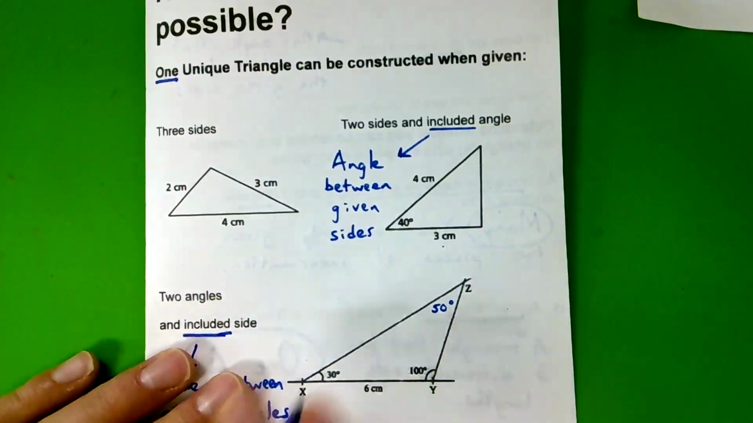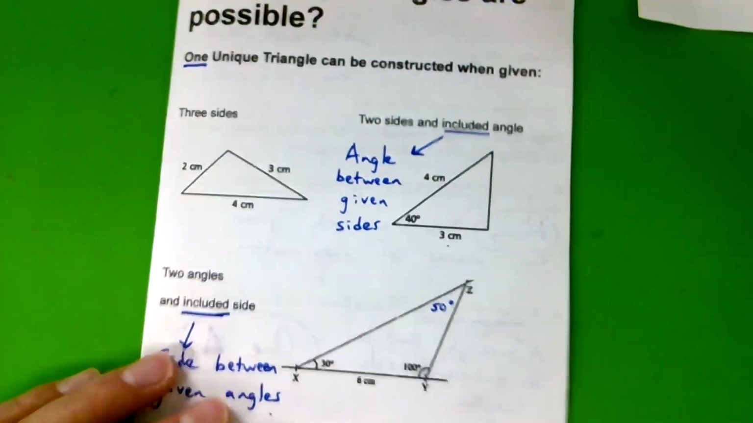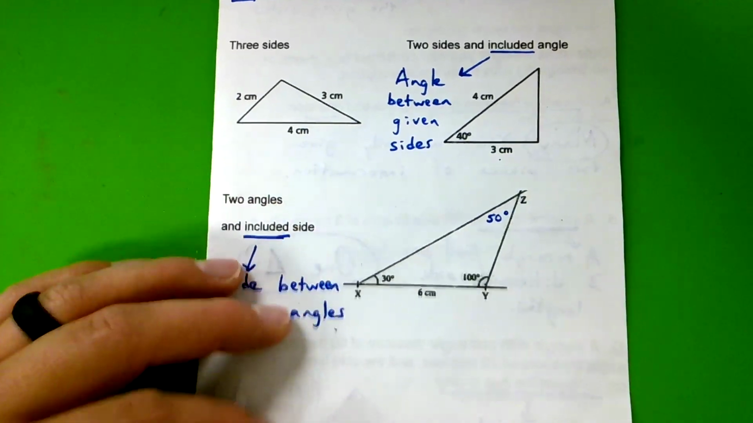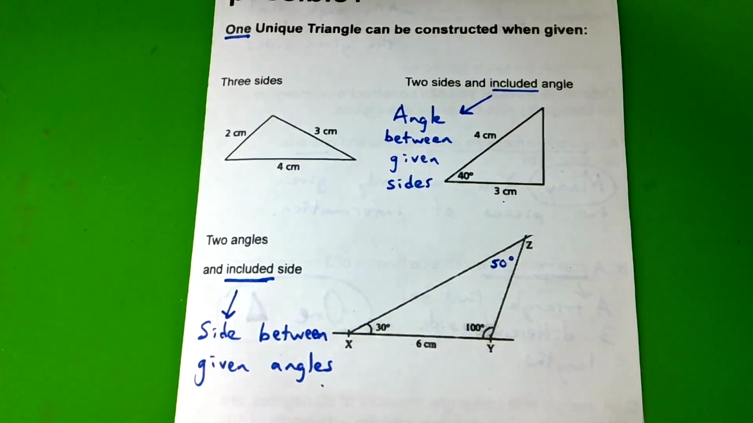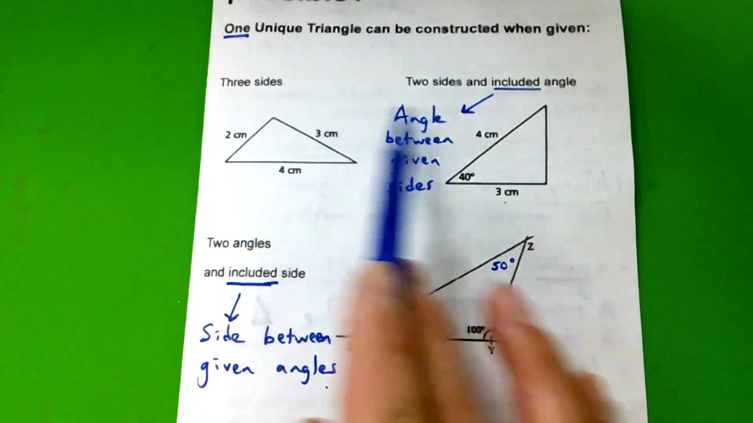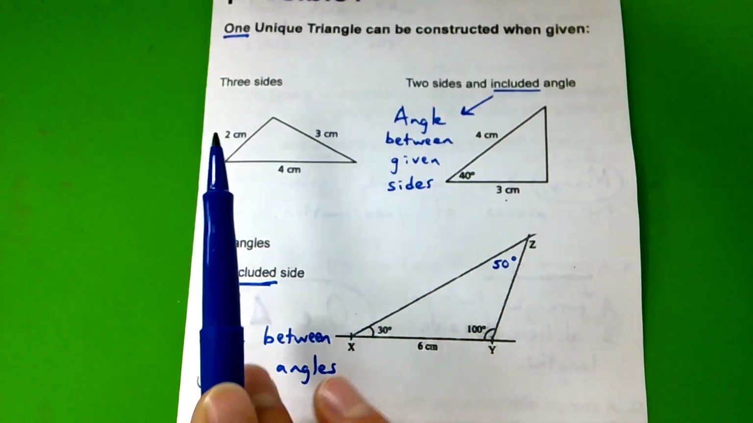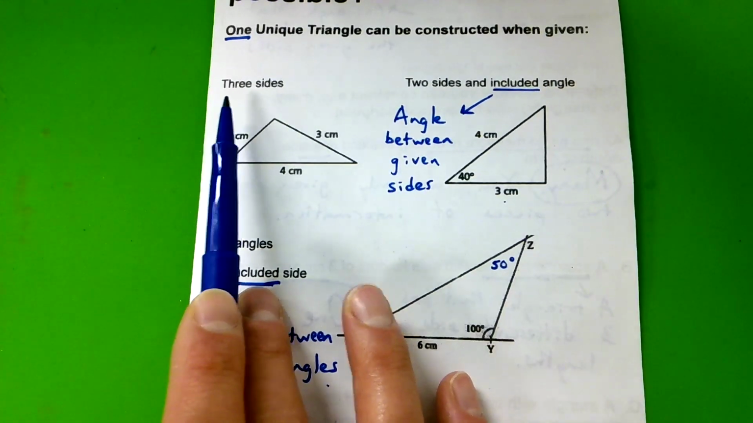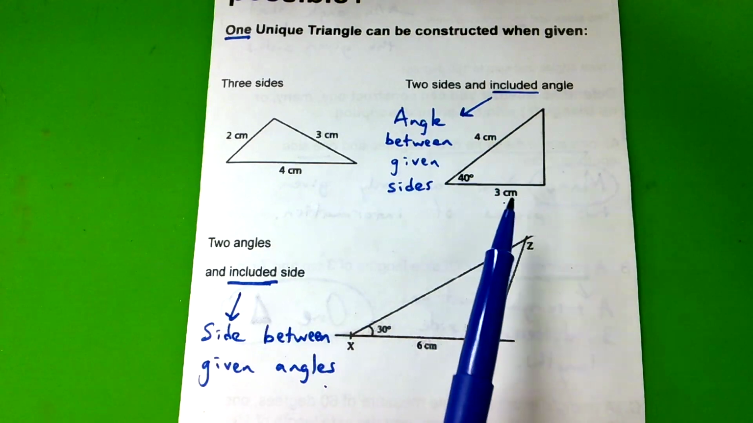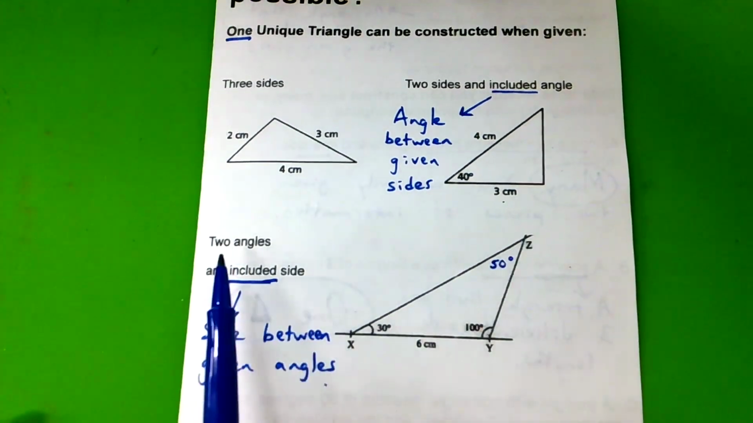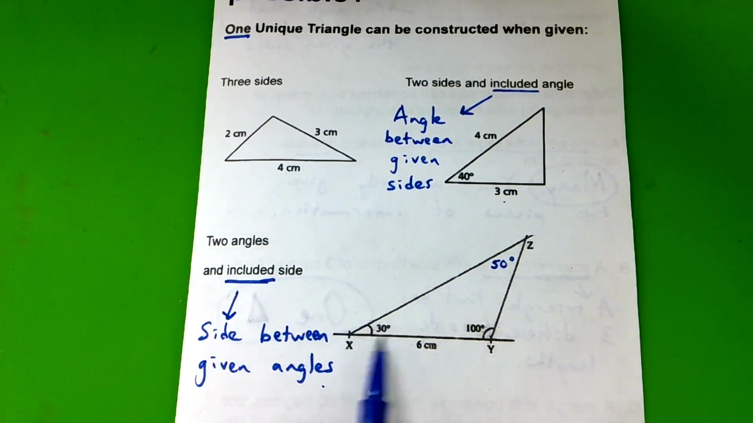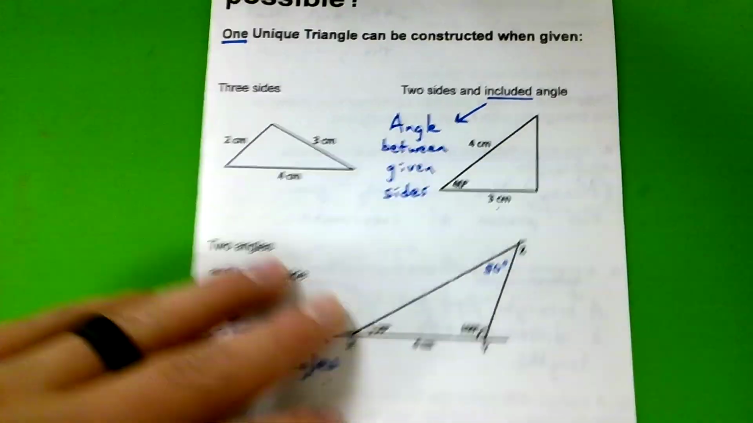Pretty simple. You're going to need to use them though when you do your assignment, because this is not easy to memorize. Mostly though, for making one unique triangle, I have 3 pieces of information. I have 3 sides here, I have 2 sides and an included angle, that's 3 pieces of information. Here I have 2 angles and an included side, again 3 pieces of information.